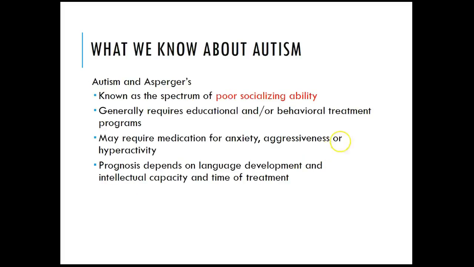So again, this slide summarizes a little bit of the content that I went over in the previous one. That is, how do we really identify autism and Asperger's syndrome or spectrum disorders? Both of these are known as the spectrum of poor socializing ability. And in general, it requires education and behavioral treatment programs. Education could not be just for the child, but for the family as well. It may also require medications for anxiety, aggressiveness, or hyperactivity, some of the other symptoms that the child may be suffering from. Now again, like I said earlier, prognosis depends on the language development and the intellectual capacity at the time of treatment of the child, and how early autism is recognized and how early the treatment is initiated.